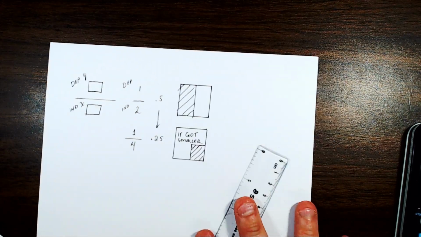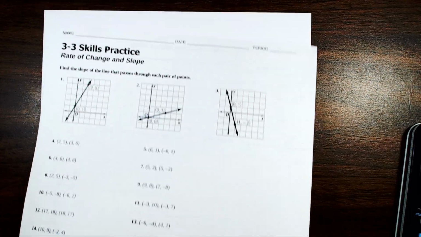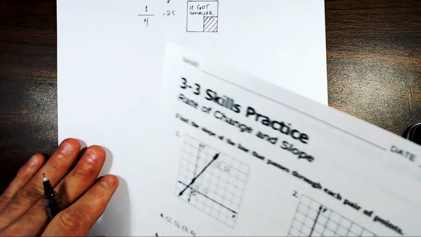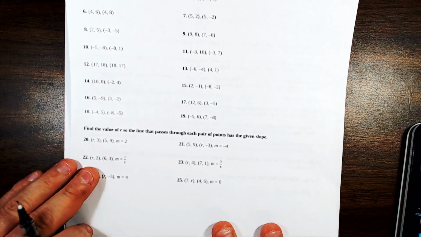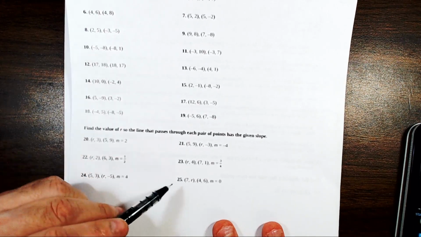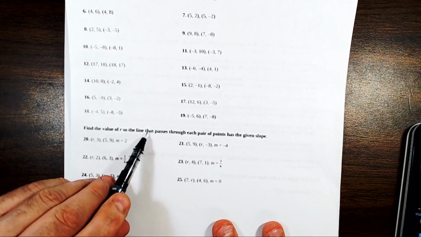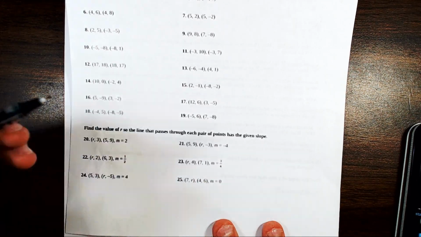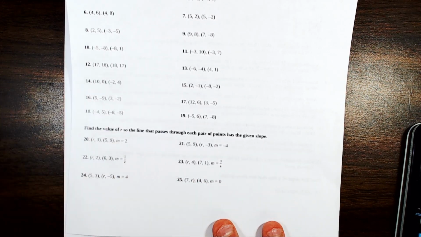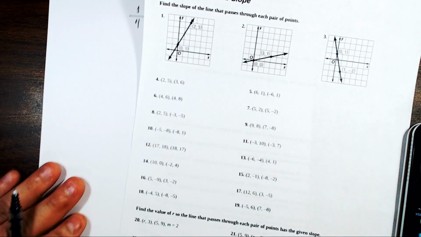Okay, so that's how you do numbers 1 through 4. You kind of have to put your brain to it like that. Now, we're going to take a look at equations or problems 20 through 25. Find the value of r. Here's the directions. So the line that passes through each pair of points has the given slope. Okay, so here's how the question will be worded, and here's how you solve the problems. Let's look at number 20.